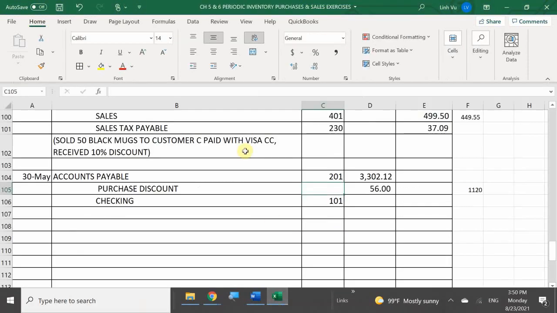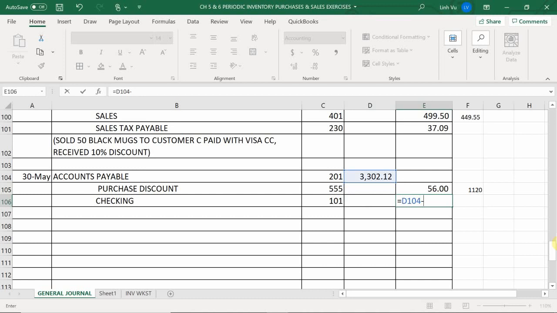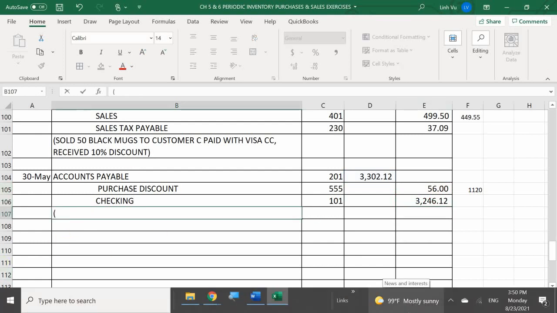$555, okay? Because I'm paying off the vendor for the items that I purchased. So in this case, the $56 is going to be here on this side. So therefore, how much is going to be my check? $3,246.12. Okay? And I'm going to make a little note here that Cuppies Co. is who I'm going to write the check out to.